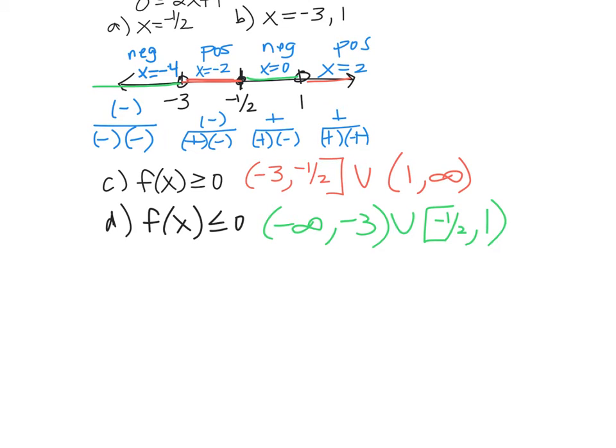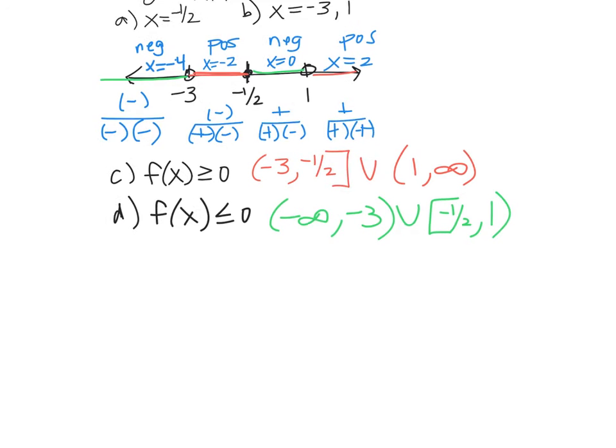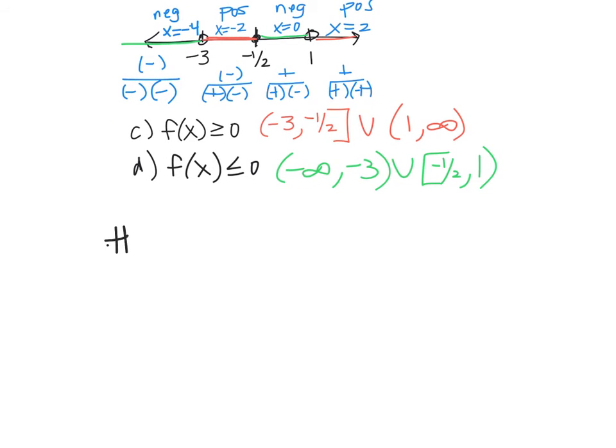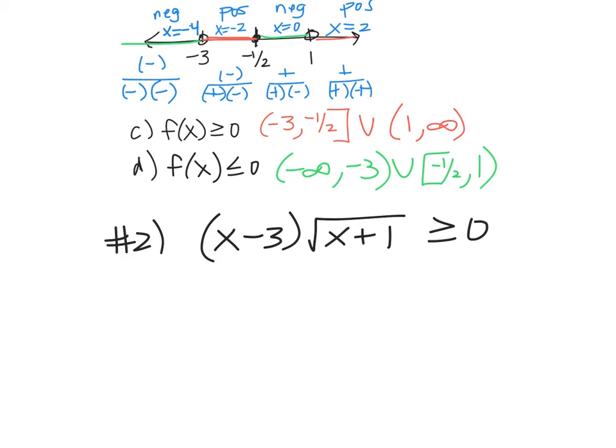Now let's do a radical, something with a radical in it. So number 2. Let's say that we're trying to find where x minus 3 times the square root of x plus 1 is greater than or equal to 0. For these other things other than polynomials, you don't want to graph them. You don't get your calculator for this part. You want to make a sign chart.